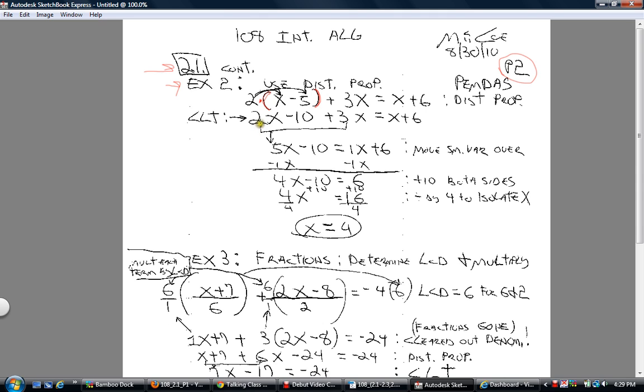What can I combine? CLT is my combine like terms, and remember it's not bacon, lettuce, and tomato. Now 2x plus 3x combine together to 5x. Bring down the negative 10. Here's your equal sign. Now I'm a little guilty here. I would recommend you keep those equal signs going in a straight line when you do your homework. Much easier to follow your flow.